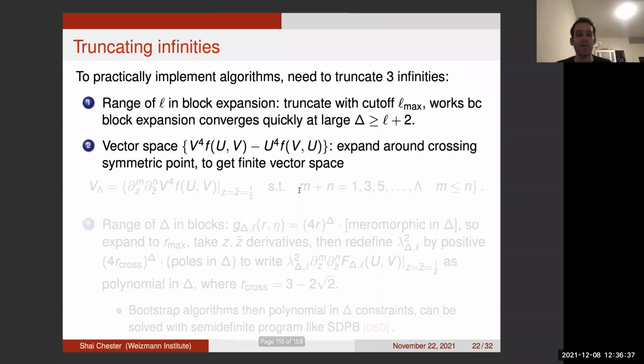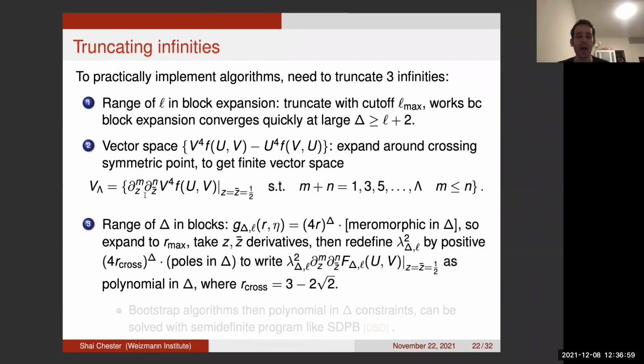The second infinity is the fact that this vector space is infinite, because it's like a full function's worth of a vector space. The way we get around that is that we expand this function around a certain point. In particular, it's convenient to use the crossing symmetric point where z and z bar are a half, and then you take derivatives around that. If you take derivatives up to some certain capital Lambda, that gives us some finite vector space.